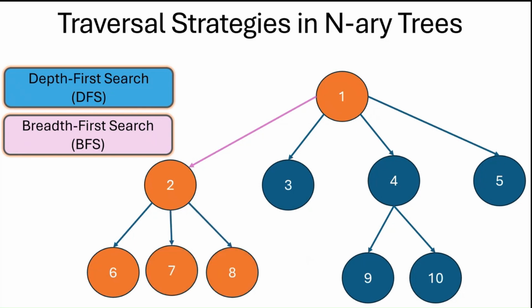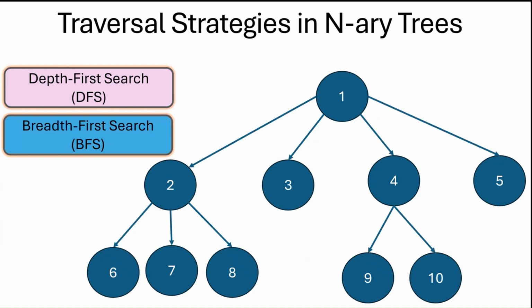And once you reach the leaf node, you backtrack and check for other branches. Using that strategy, you backtrack and check all the branches and visit all the nodes. So basically DFS means you pick up one branch, go as deep as possible, and then backtrack and check for the other branches. Now let's understand the breadth first search, BFS, for N-ary trees.